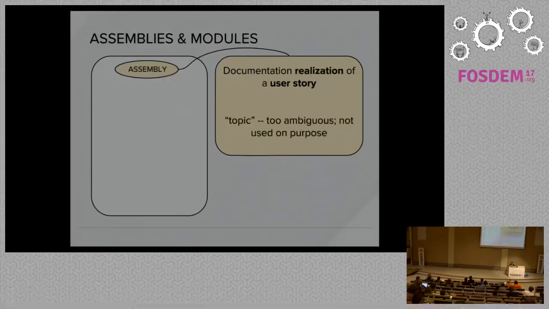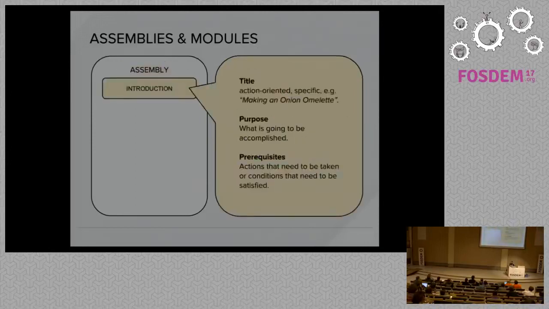Anyway, so we have an assembly and we have to populate it. So we have some sort of an introduction that should have a title and should explain the purpose, what is going to be accomplished by following that piece of documentation. It might also have a list of prerequisites, some sort of conditions or steps that need to be taken before the user follows this piece of documentation. The title should be very specific. It should be oriented towards a specific task, action-oriented, such as we had before, making an omelet, something like that.